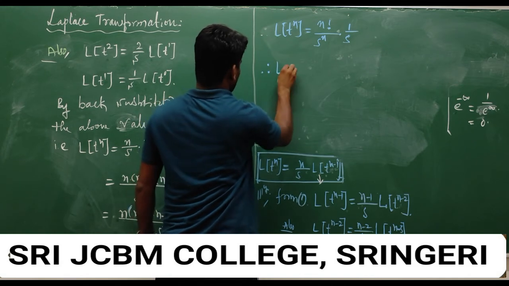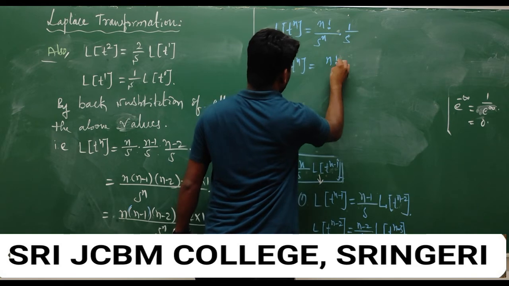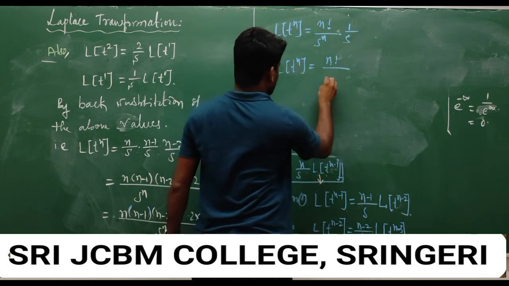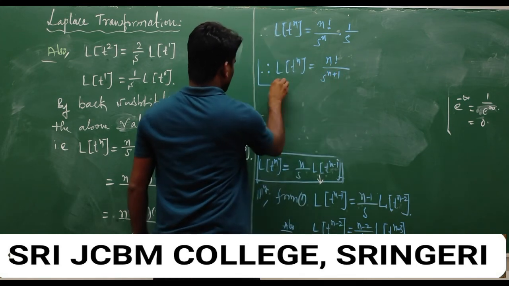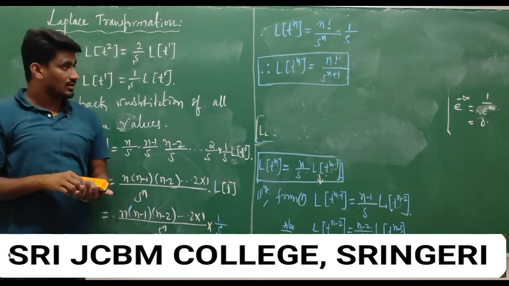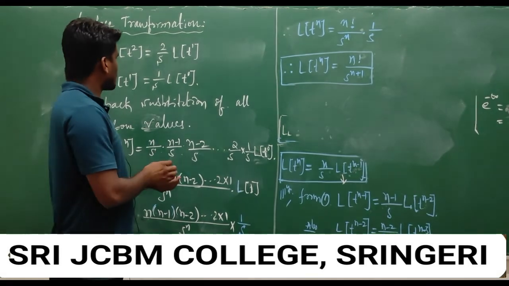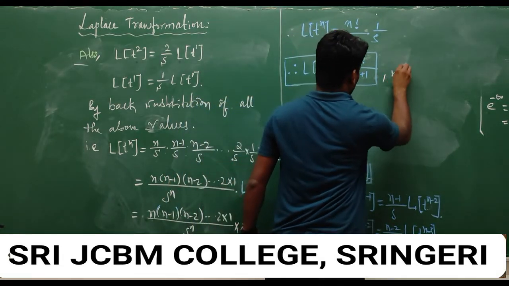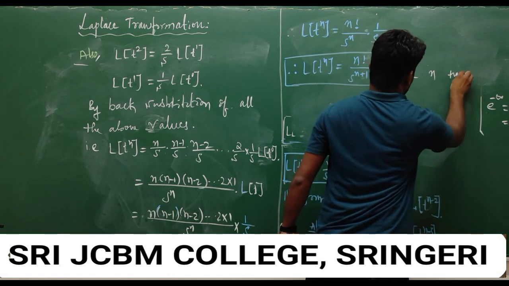Therefore, Laplace transform of t to the power n is n factorial over s to the power n plus 1, since the bases are the same and the powers add. This is the solution for the Laplace transform of any variable t to the power n, where n must be a positive integer.